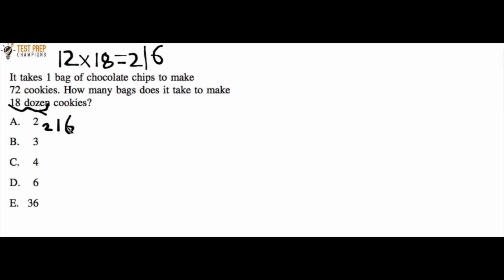Now, we're told that 1 bag of chocolate chips makes 72 cookies. So I can set up the following equation. We've got 1 over 72 equals some amount of bags, which we don't know yet, over 216. Again, 1 bag of chocolate chips makes 72 cookies, and we want to know how many bags it takes to make 216 cookies.